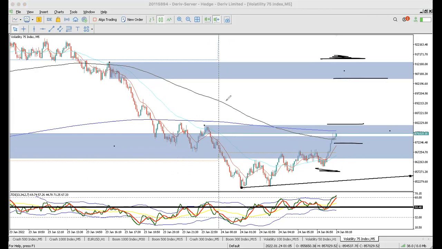So always make sure if you are selling, if you sell here, stop loss goes above the previous high. Previous high is where your price turned. Where you see a clear turn, you put a stop loss above there.